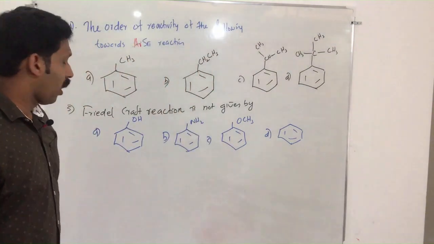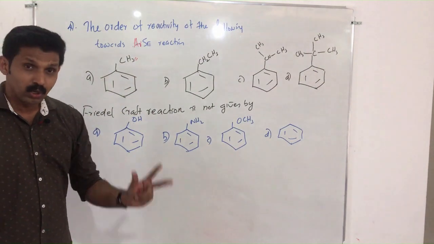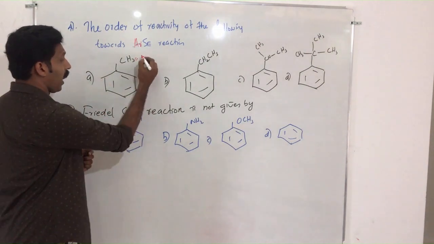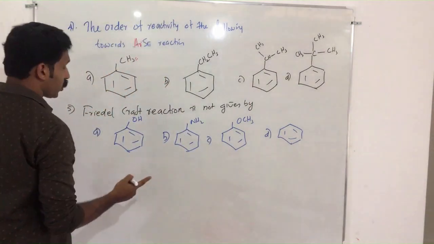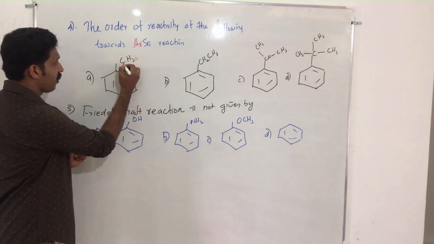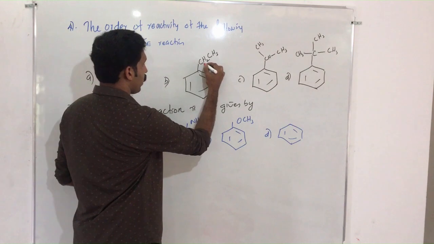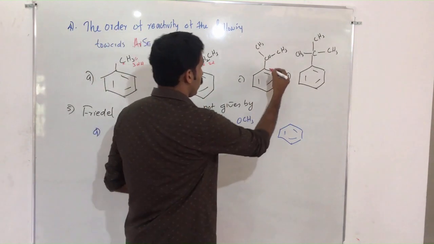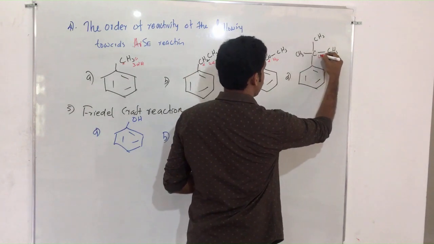I have told you that the methyl group is a weakly activating group due to the phenomenon of hyperconjugation. Hyperconjugation is due to the presence of alpha hydrogen atoms. This is taken as the alpha carbon atom. Here there are 3 alpha hydrogen atoms. Here this is the alpha carbon atom, and there are 2 alpha hydrogen atoms. Here it is the alpha carbon atom, with only 1 alpha hydrogen atom. Here there are 0 alpha hydrogen atoms.